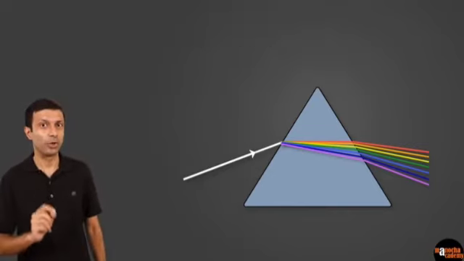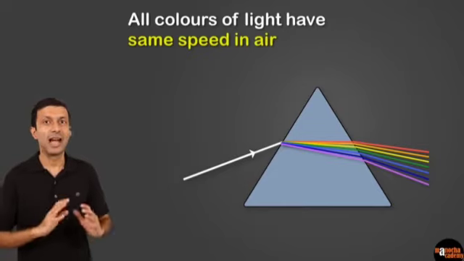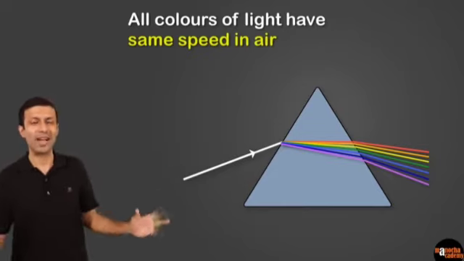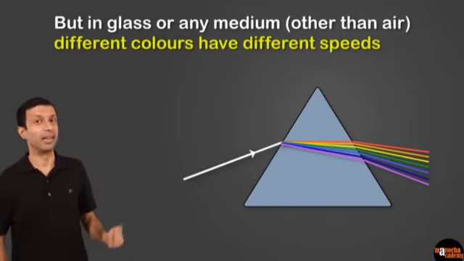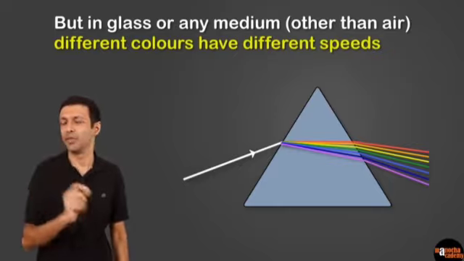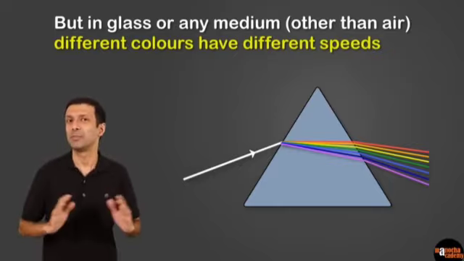So the important point to remember is all the colors have the same speed in air. Otherwise, we'll be seeing a rainbow right here in the air. But in glass or in any other medium, different colors have different speeds, and that's how they split up.